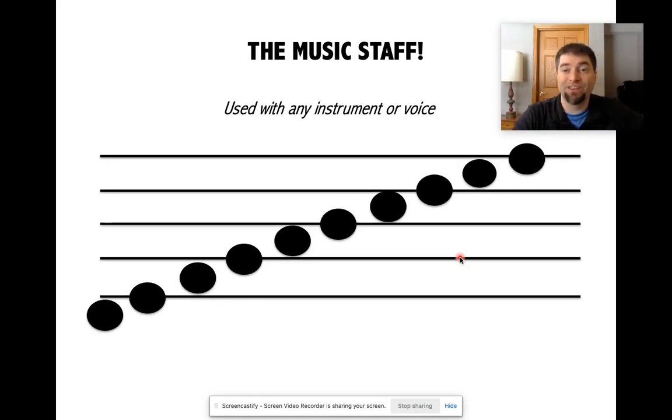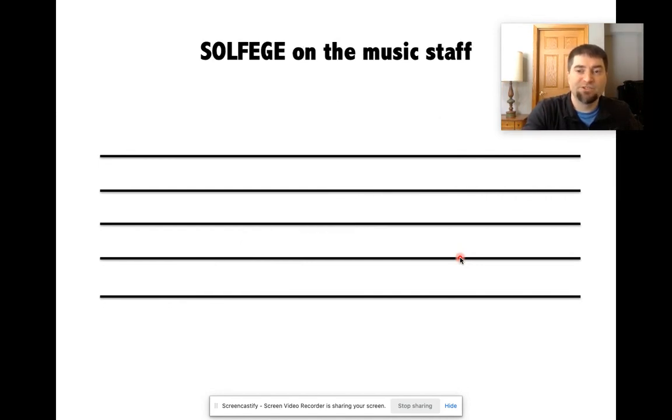The music staff can be used with any instrument or voice. And even though there might be a different clef or a different starting pitch or anchor pitch, it can be used the same way. The notes are notated the same way. So solfege, when we start thinking about do, re, mi, fa, sol, la, ti, do, we can put those pitches into these lines and spaces as well. Now these are not always the same, but for today, do is going to be on this space, which means that if you see a note head in that space, it's going to be a do pitch.